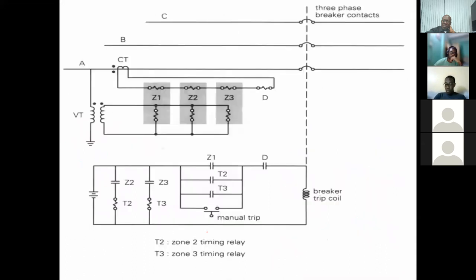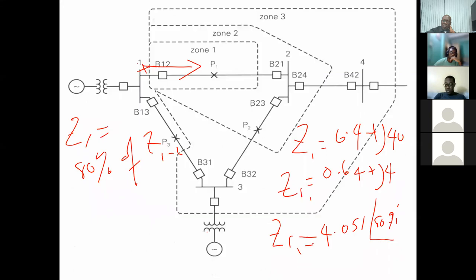Sir, one question before I move on. So for what we're doing, zone 3, is it zone 3? Yeah, zone 3. So we're going to add the impedance of the first line plus the 120% of the line that we choose. Okay. Yes.